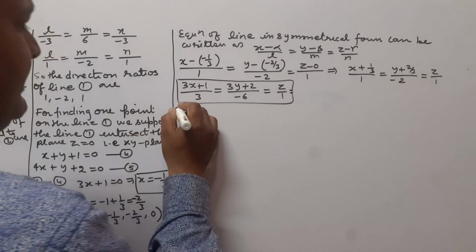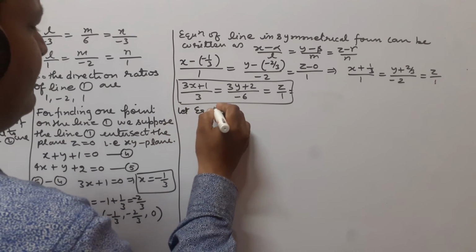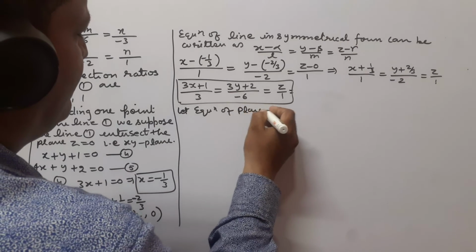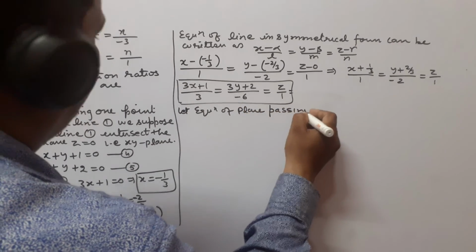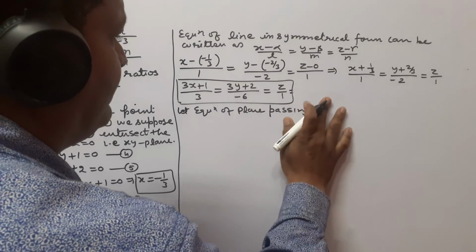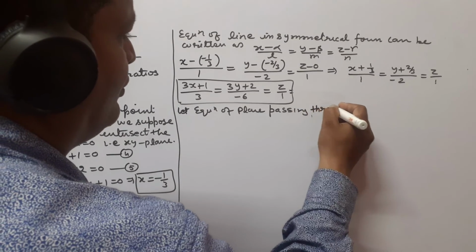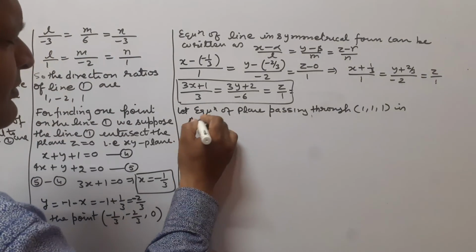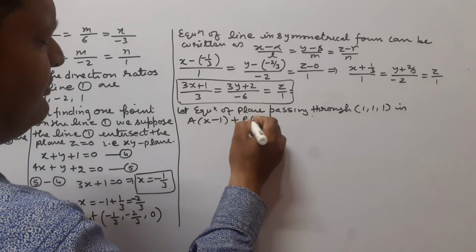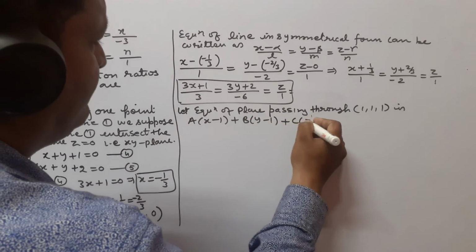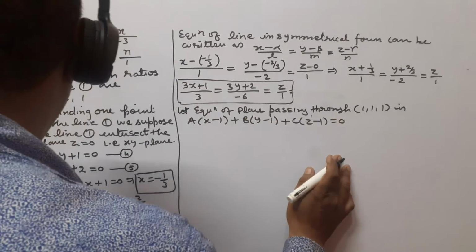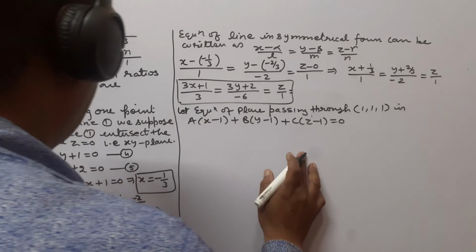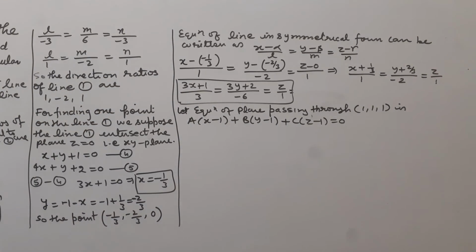Suppose let the equation of plane passing through 1, 1, 1 be a times x minus 1 plus b times y minus 1 plus c times z minus 1 equal to 0. This is the equation of the plane passing through 1, 1, 1.